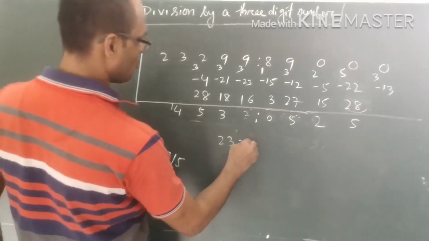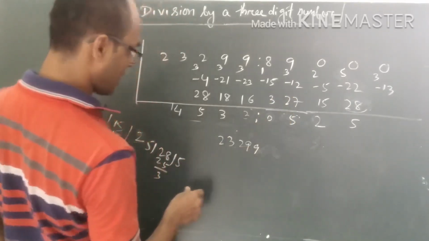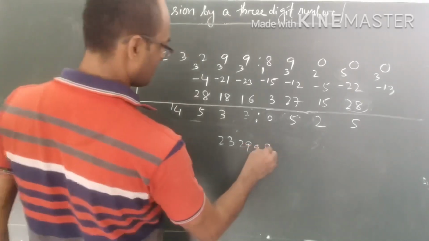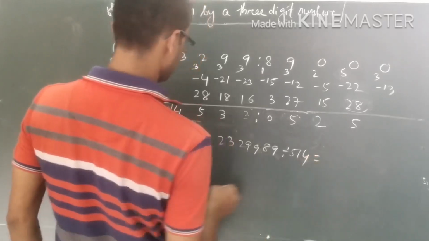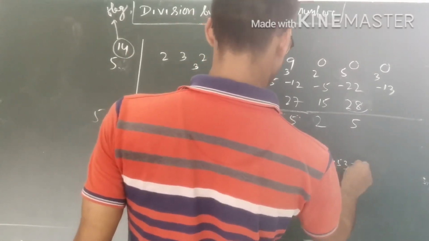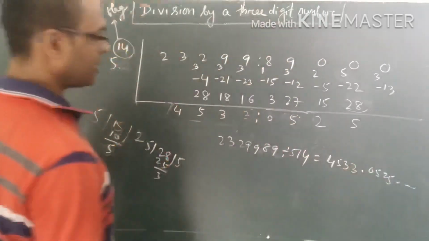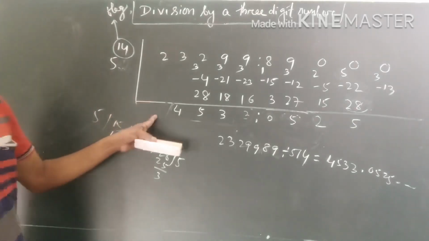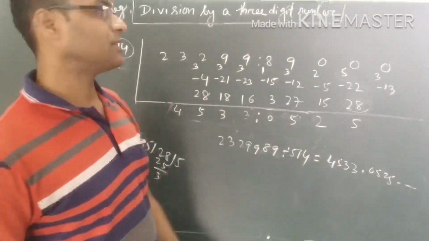2, 3, 2, 9, 9, 8, 9 was our number, divided by 513 is equal to 453.0525. Like this it will continue. So this is the procedure so that we can divide any number by a 3-digit number.